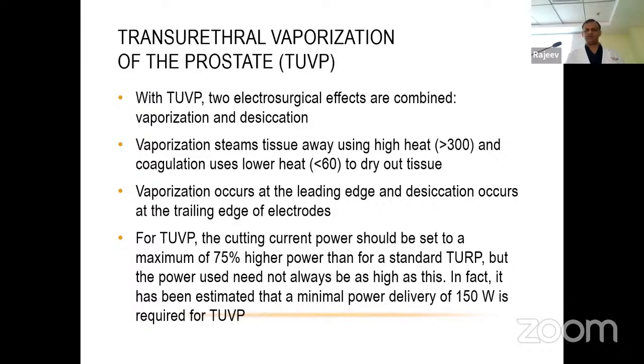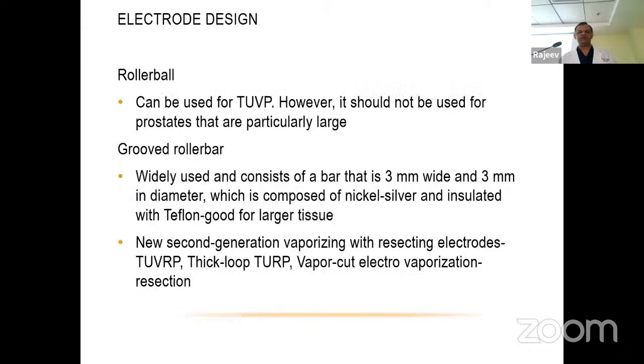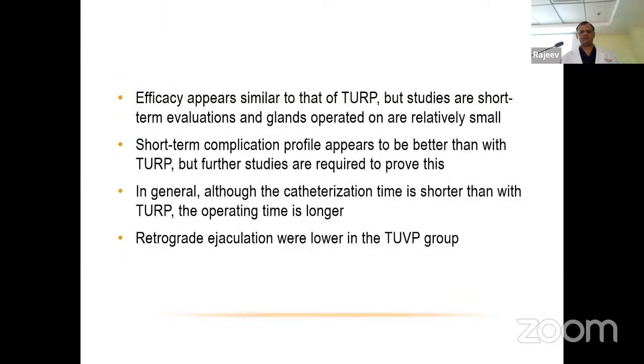For TUVP, the cutting current power should initially be kept to a maximum of 75% higher than the standard TURP, but it has been estimated that a minimal power delivery of 150 watts is required for TUVP. There are two types of electrode used in TUVP: the roller ball, used to vaporize a small area, and when we need to vaporize a larger area, we use grooved roller bars. Newer second generation TUVP techniques use vaporization along with resecting electrodes, known as transurethral vaporization resection of prostate, thick loop TURP, and vapor cut electrode vaporization resection.